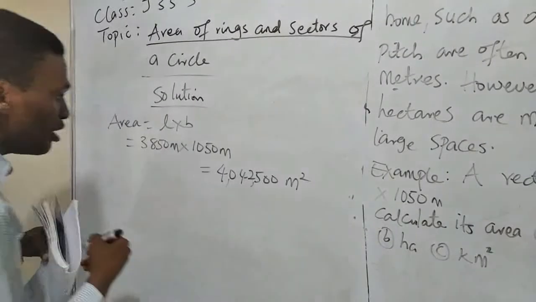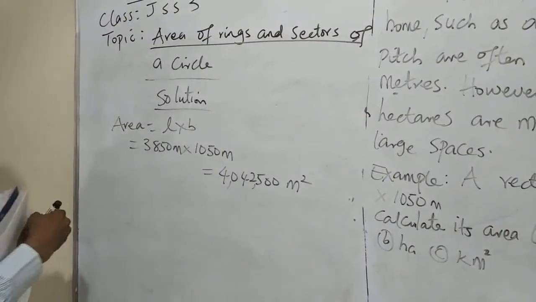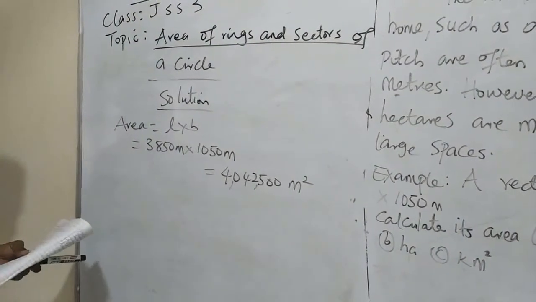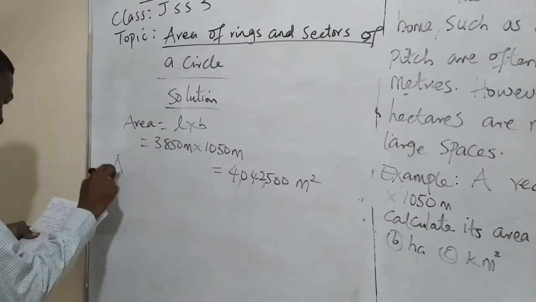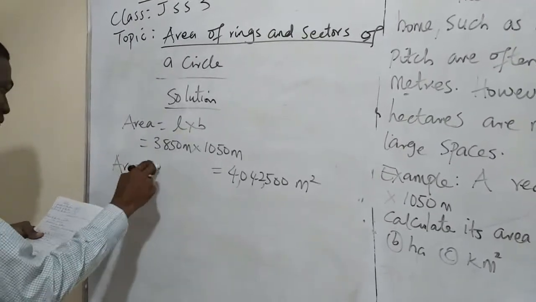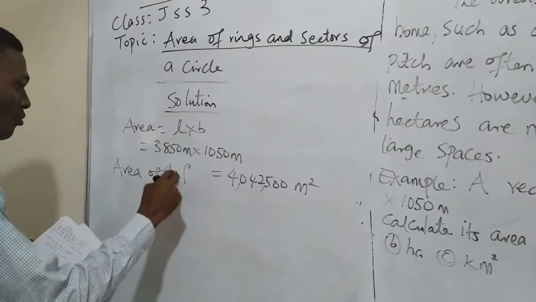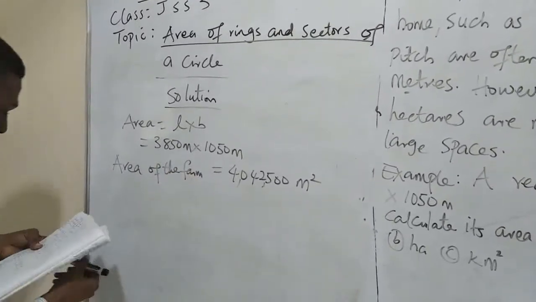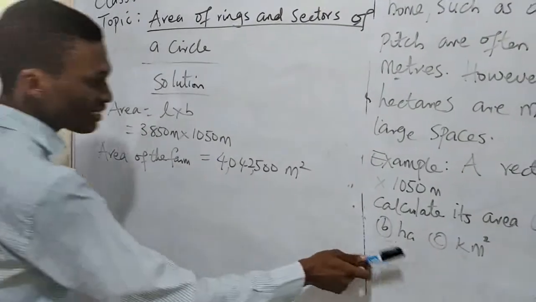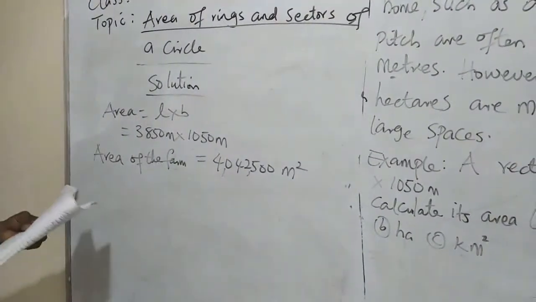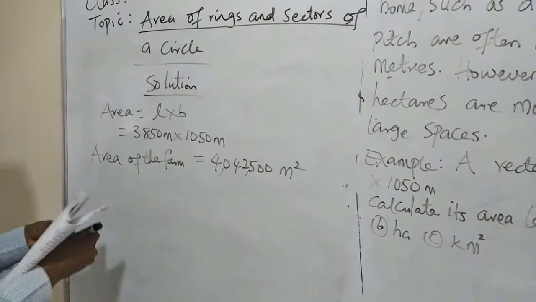4,042,500 meters squared. That is the area of the farmland in meters squared. Now, we are also told to calculate the area in hectares.